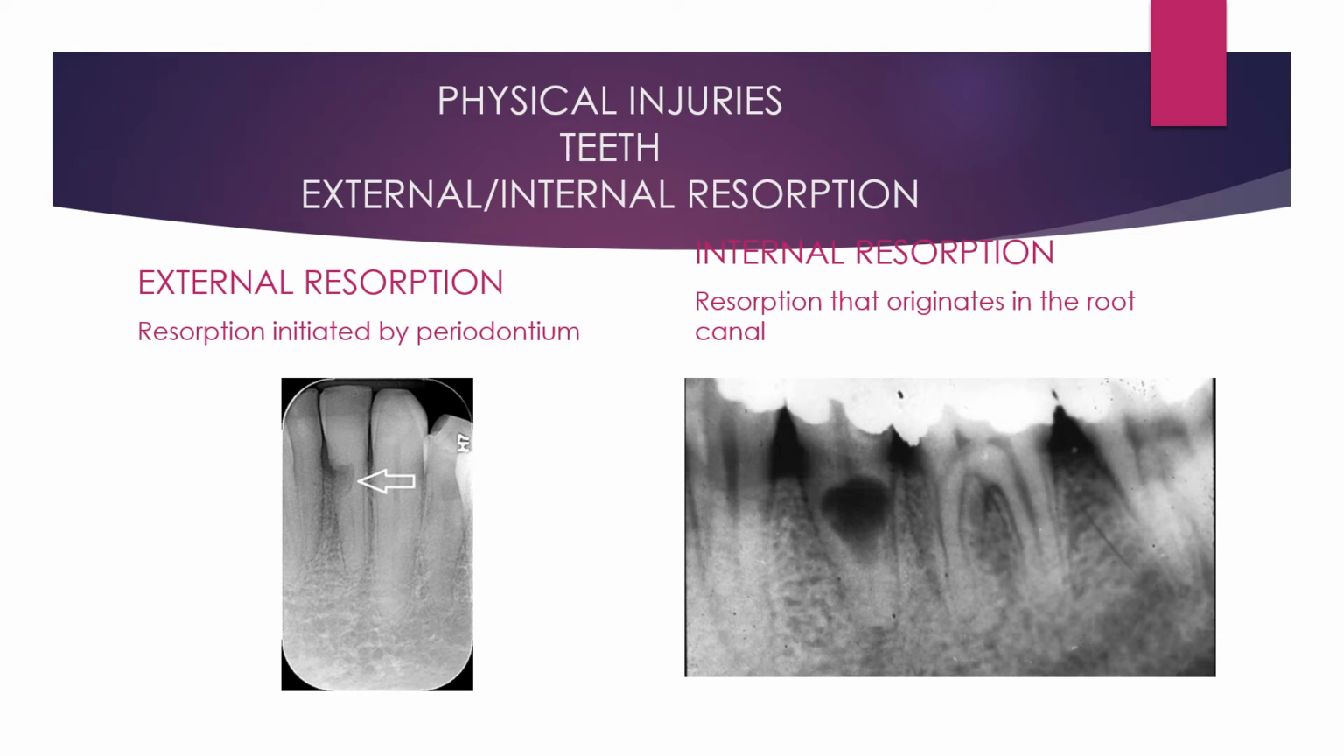External resorption is resorption initiated by the periodontium. And internal resorption is resorption that originates in the root canal. It is impossible to determine most times from radiographs whether the resorption is external or internal. The radiograph on the left is pretty clear that the resorption is external.